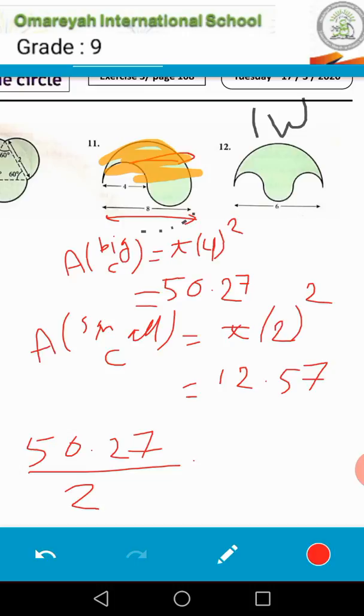Okay. Do we need to subtract anything now? I think there is no need to do anything else. So this is the final answer. When you divide by 2 you get the final answer.